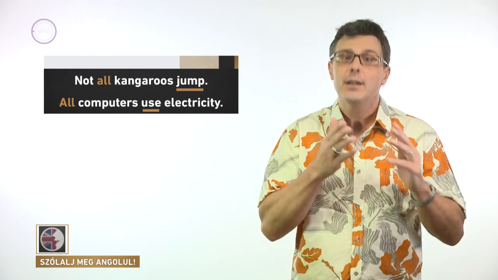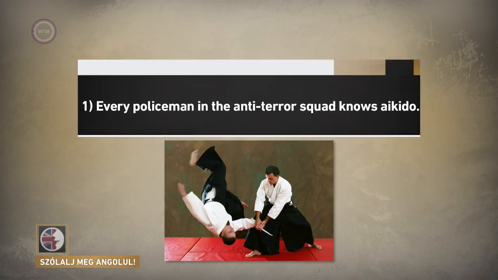They use electricity. Now, I know that the anti-terror squad is made up of policemen and policewomen. There are people of both sexes in the police and also in this police squad. And if I wanted to, I could make the sentence longer. Every policewoman and policeman in the anti-terror squad knows Aikido. This sentence is more accurate, but I think that all of you have got enough intelligence to understand that when I'm talking about the police, then I'm talking about male and female police officers. So I abbreviated the sentence.